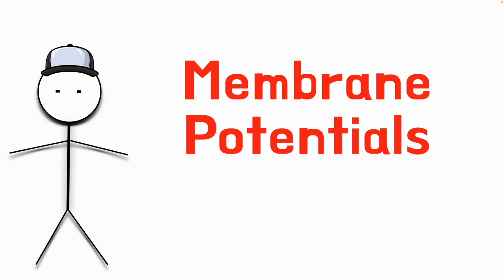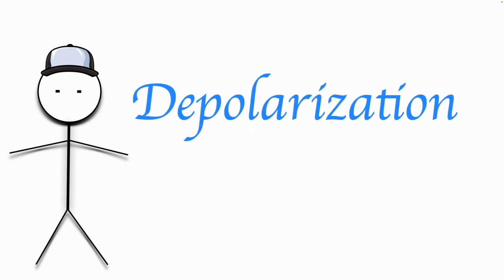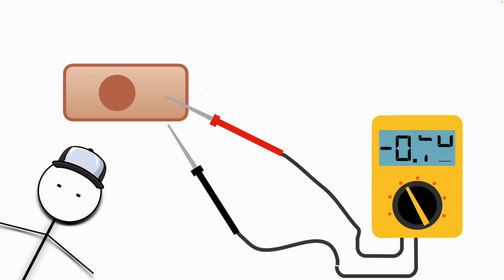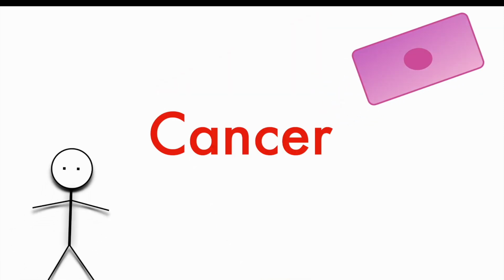When talking about the membrane potentials, scientists use the fancy term depolarization, which simply means the membrane's voltage has gone up. In other words, the inside of the cell is more positively charged than normal. In normal cells, depolarization acts as a signal to start processes like growth and development. But this is also where cancer comes into the picture.